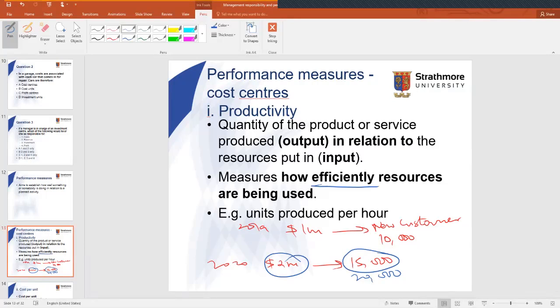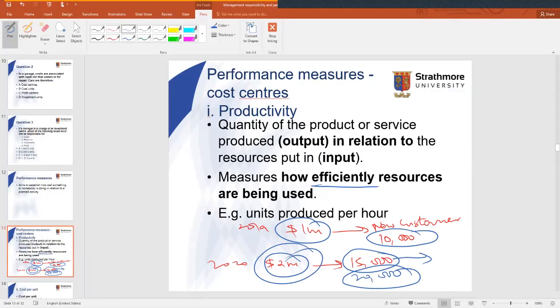That implies, therefore, in the year 2020, the marketing department's utilization of the funds at its disposal was inefficient, because if you compare with last year, 1 million was equivalent to 10,000 customers. With 2 million, we expect 20,000 customers. But if you're only able to get 15,000 customers, then the use of funds in year 2020 has been inefficient.